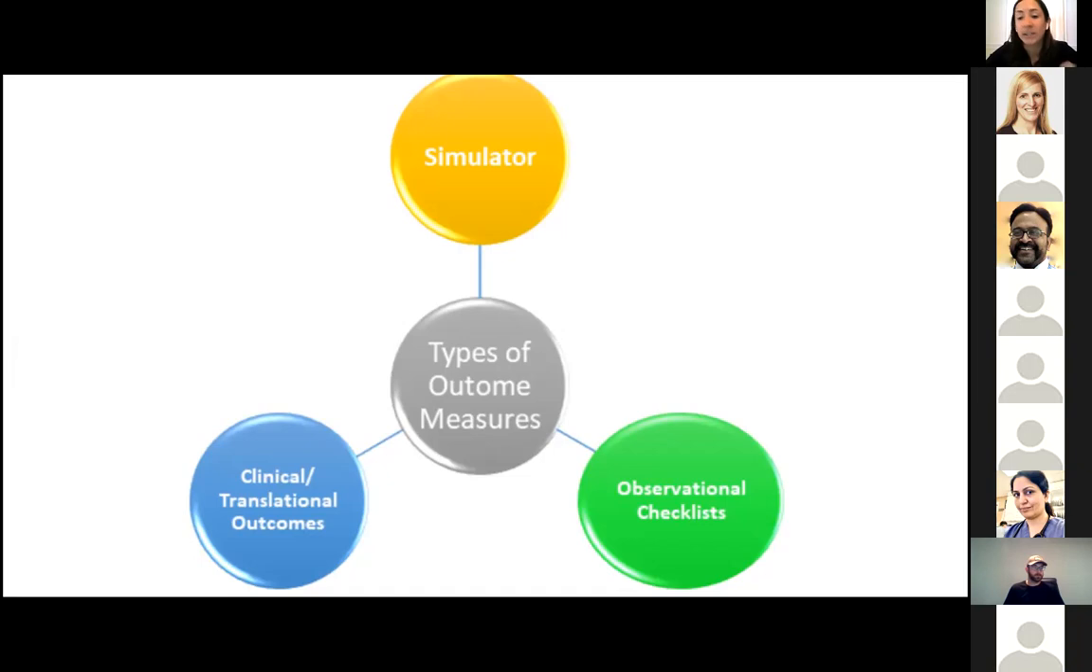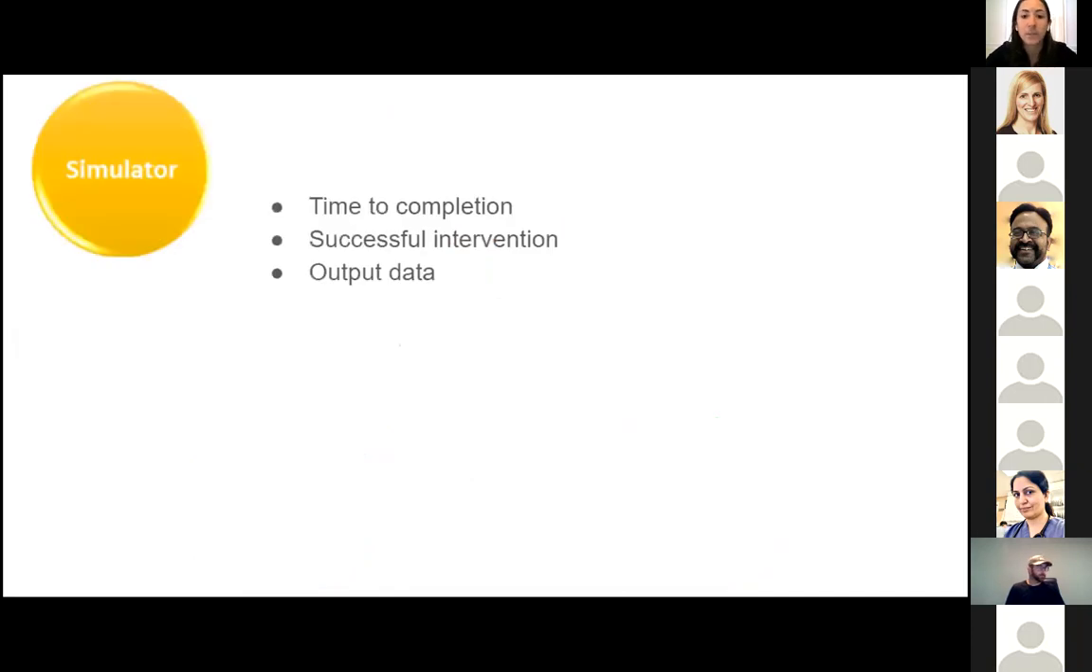So we kind of touched on this before, but your different kinds of outcome measures, they could involve the simulator itself, they could be observational checklists, or they could be clinical and translational outcomes. So the simulator itself would be things like time to completion, which we talked about, how long does it take them to establish a definitive airway or whatever.